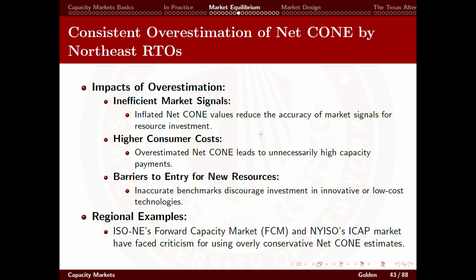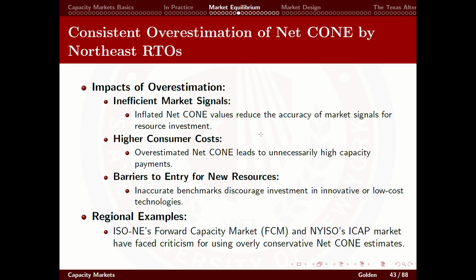And the impacts of overestimation is you have an inefficient market signal, and you have older players like coal plants that will take longer to leave the market, and you'll have inflating cone, which might lead to overinvestment in capacity. You'll have higher consumer costs as consumers now have these capacity requirements passed on to them, and you'll have barriers to entry for new resources because there's discouraged investment in innovative and new low-cost technologies, and you won't have access to that scarcity pricing because you'll always have coal in these other places there.